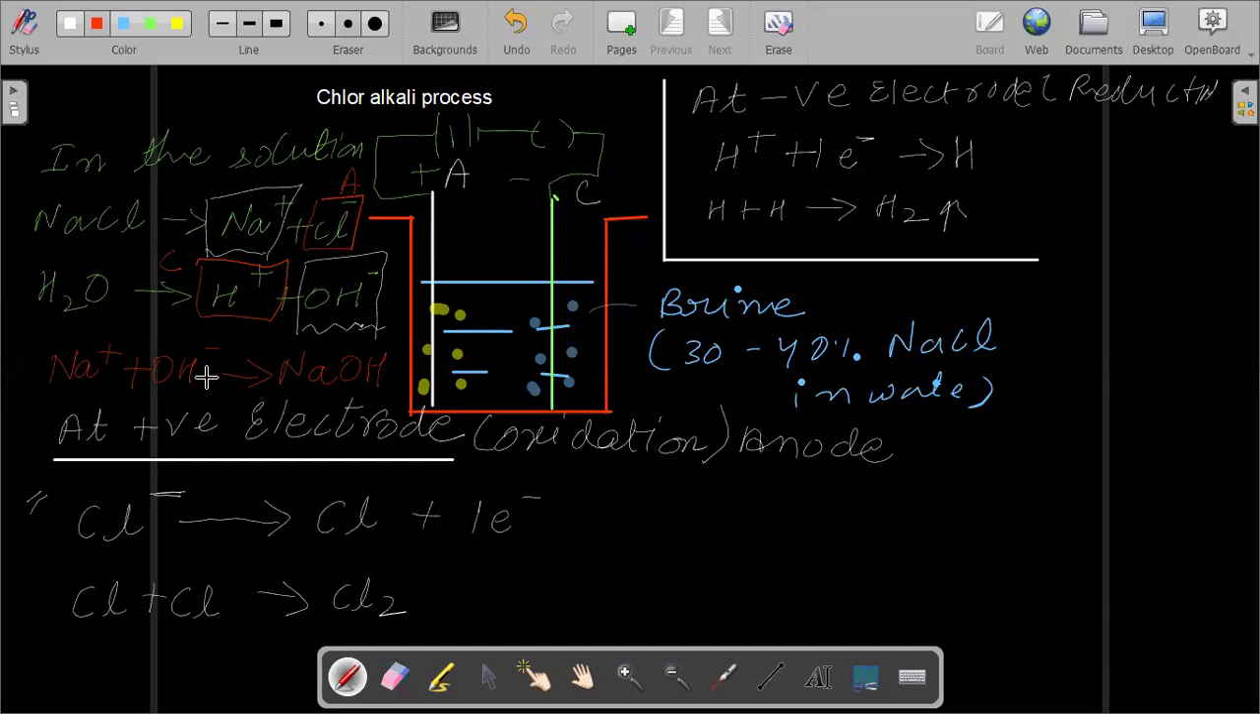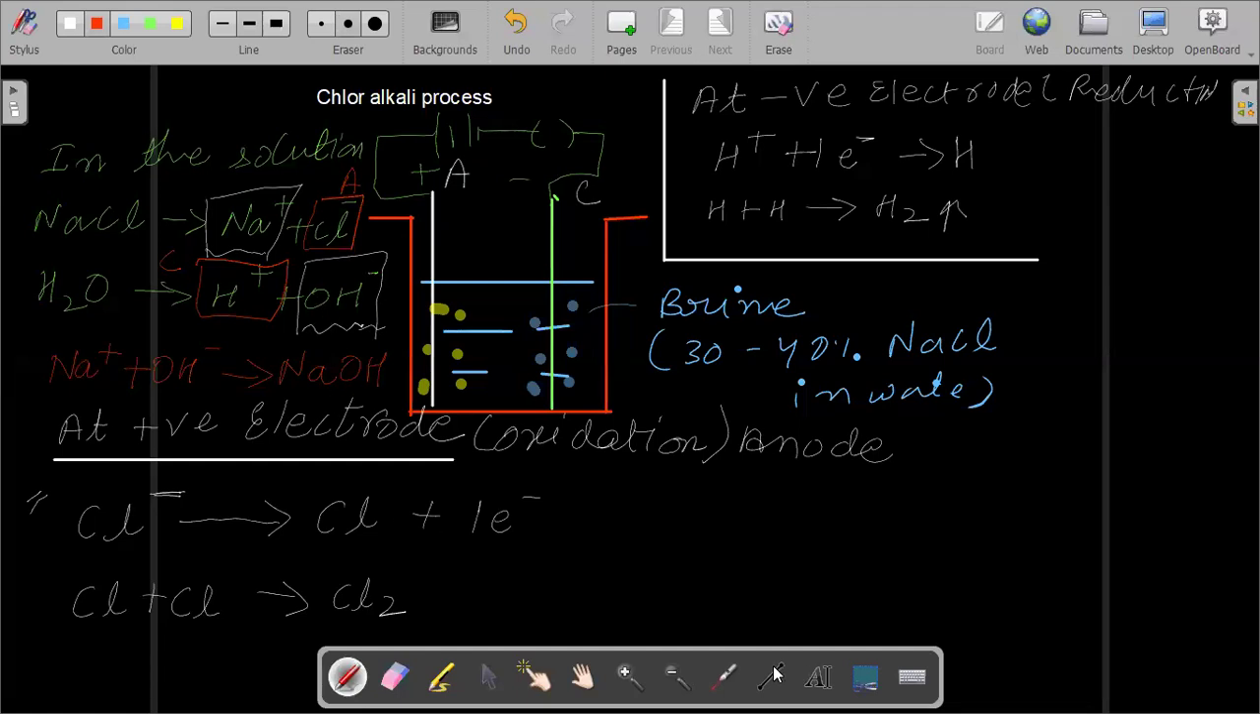Why doesn't Na plus move towards the negative electrode? See, for movement towards the negative electrode, there are two competitors: Na plus and H plus. So why is only H plus moving towards it? And at the positive electrode, there are again two competitors, chloride ion and hydroxide ion. Chloride ion is moving, not the hydroxide ion. Why?